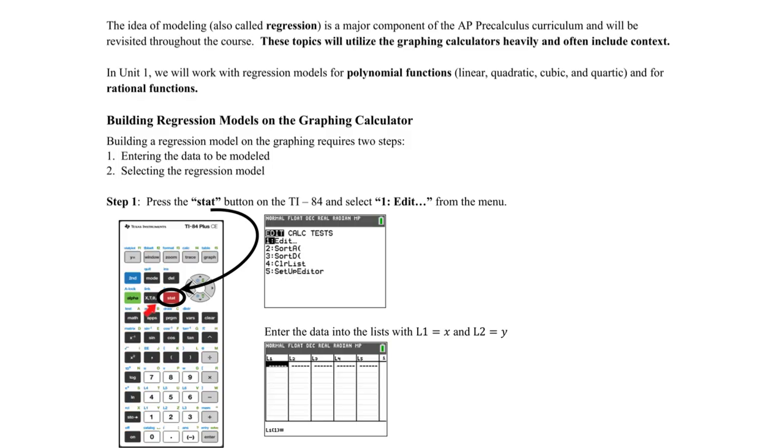And to do that, over here, we're going to push this stat button right here. And the very first thing that pops up says edit, right? So when we hit edit, we're going to get this screen right here. So L1 is your first list, L2 is your second list, and you just put in the value, hit enter, it'll go down, hit enter, and you just keep making a list. After you put your last number in, hit enter, and then hit the over arrow right here to get the list 2, and then fill in those lists.